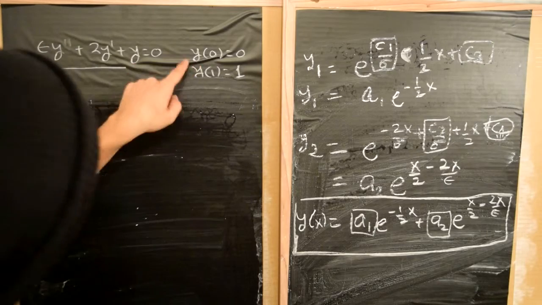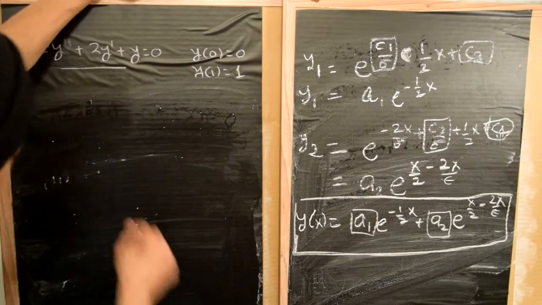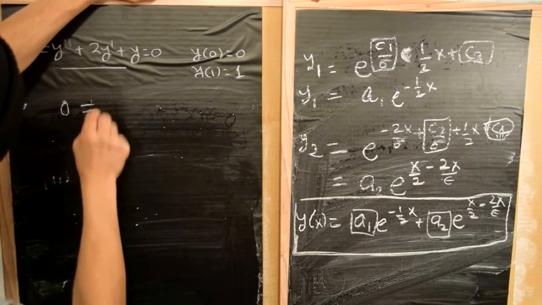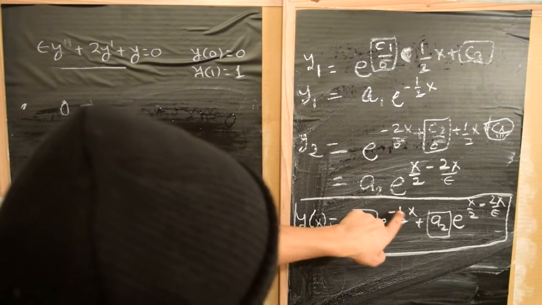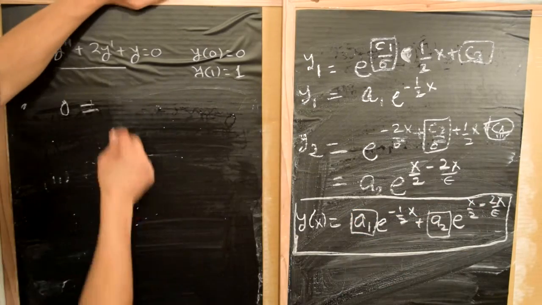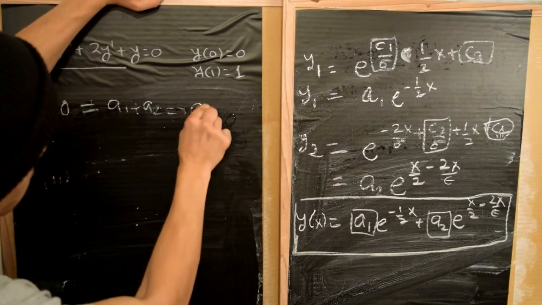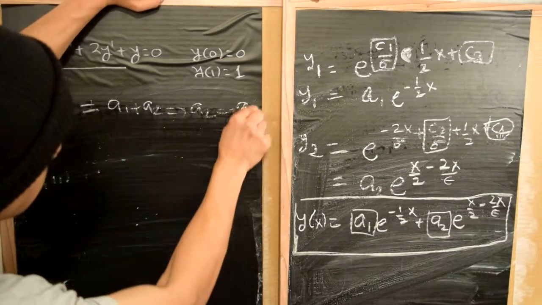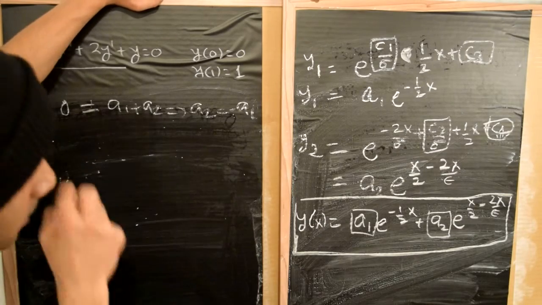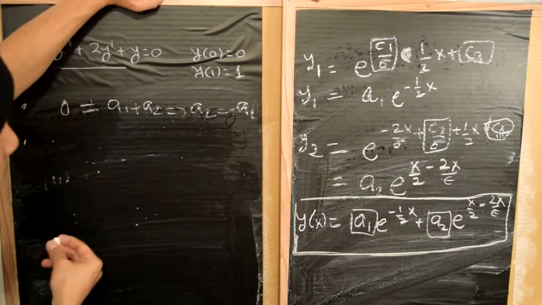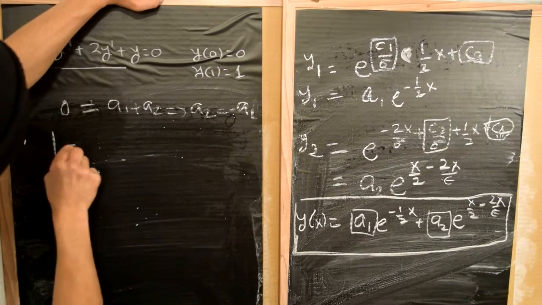So the first boundary condition is that y at x equals 0 is 0. So that gives us 0 is e to the power of 0, which is 1, e to the power of 0 is 1, a1 plus a2. And that gives us that a2 is minus of a1. The second boundary condition is that at x equals 1, y is 1.